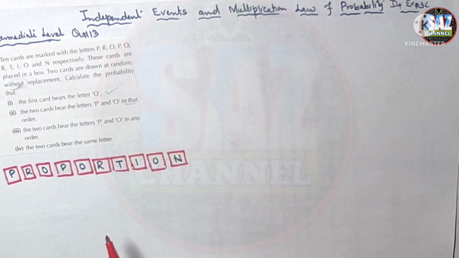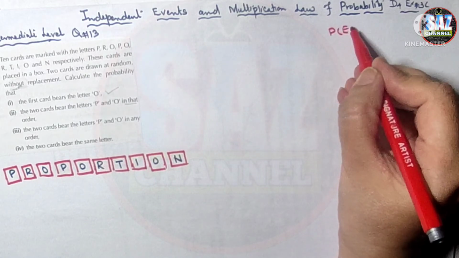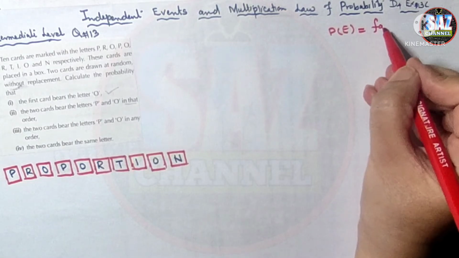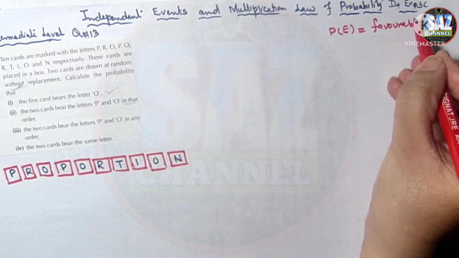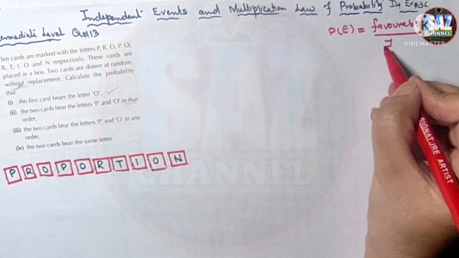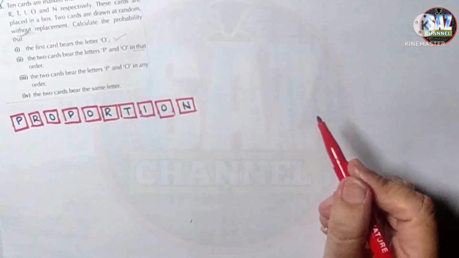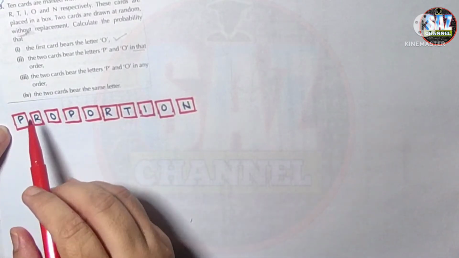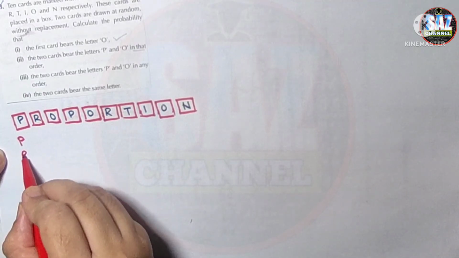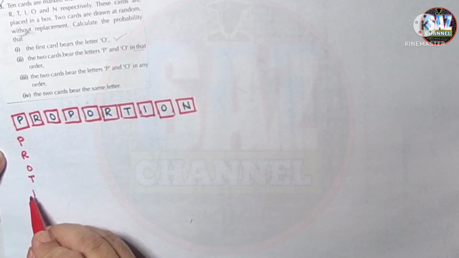As we need to find the probabilities, the formula for probability is probability of any event equals favorable chances upon total chances. So first of all, we have to find how many different letters are there. P, then R, then O, then T, then I.